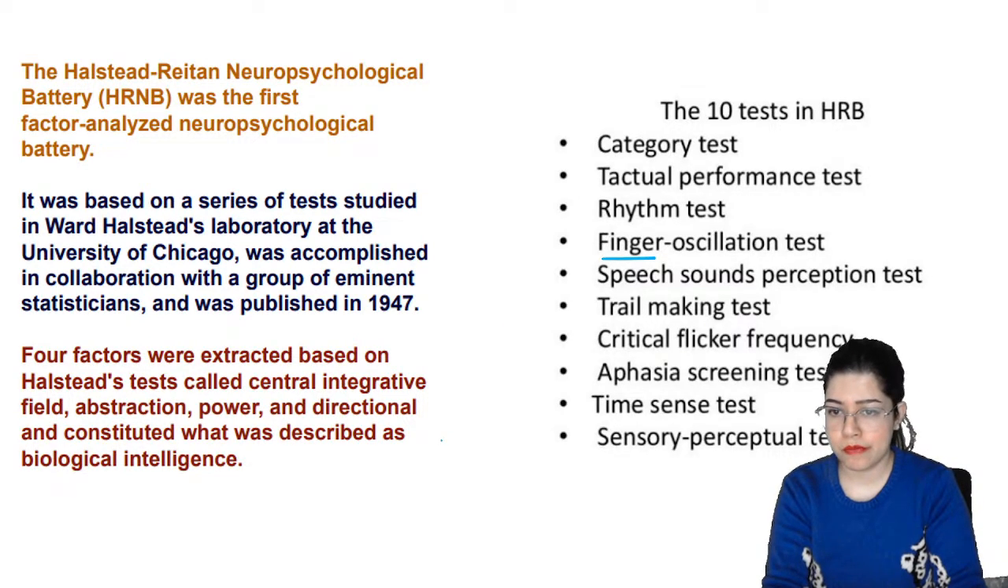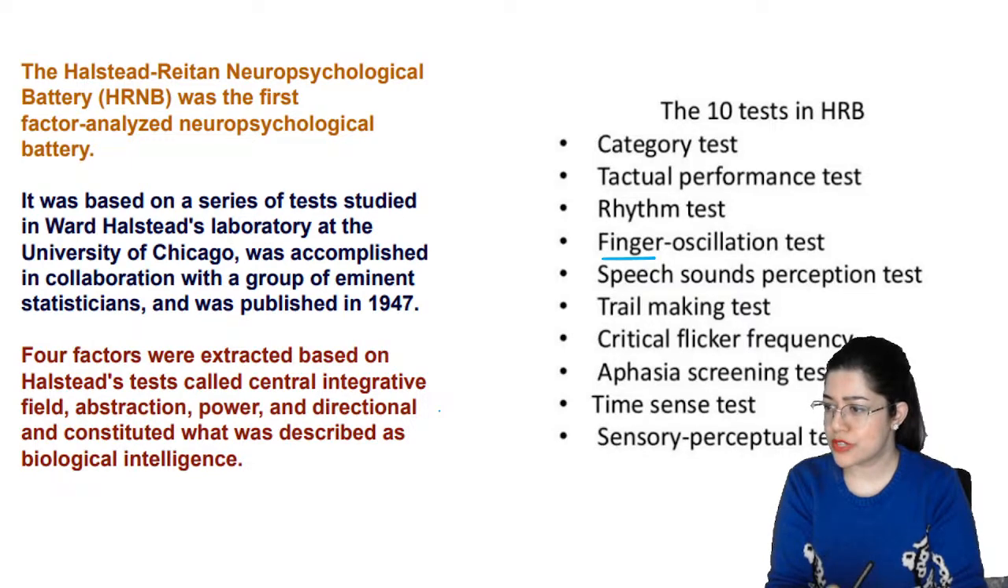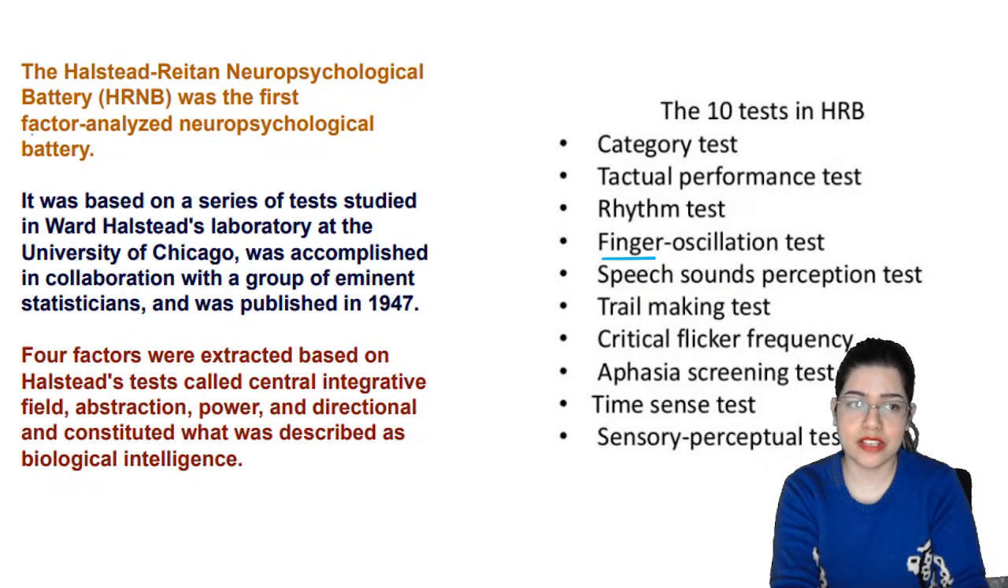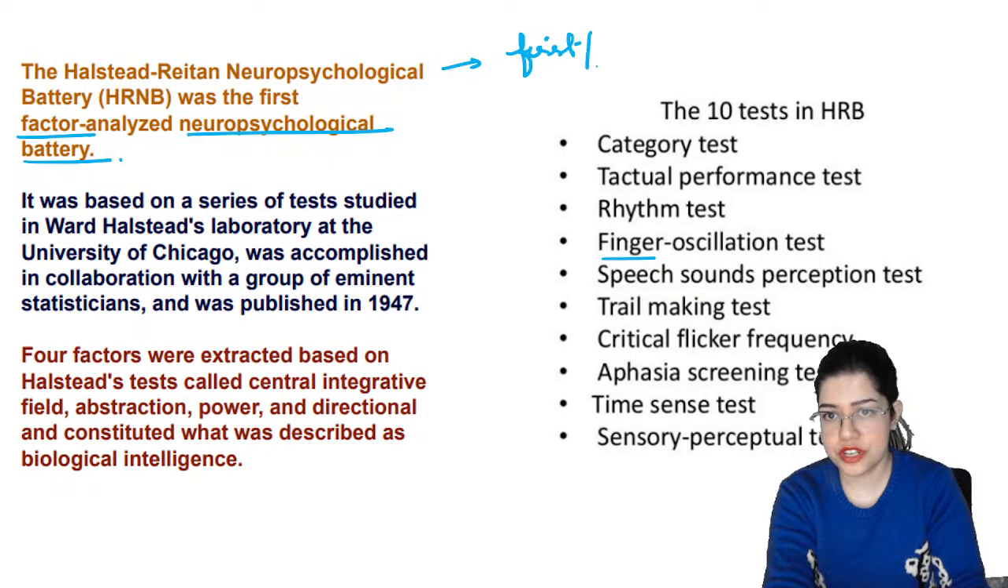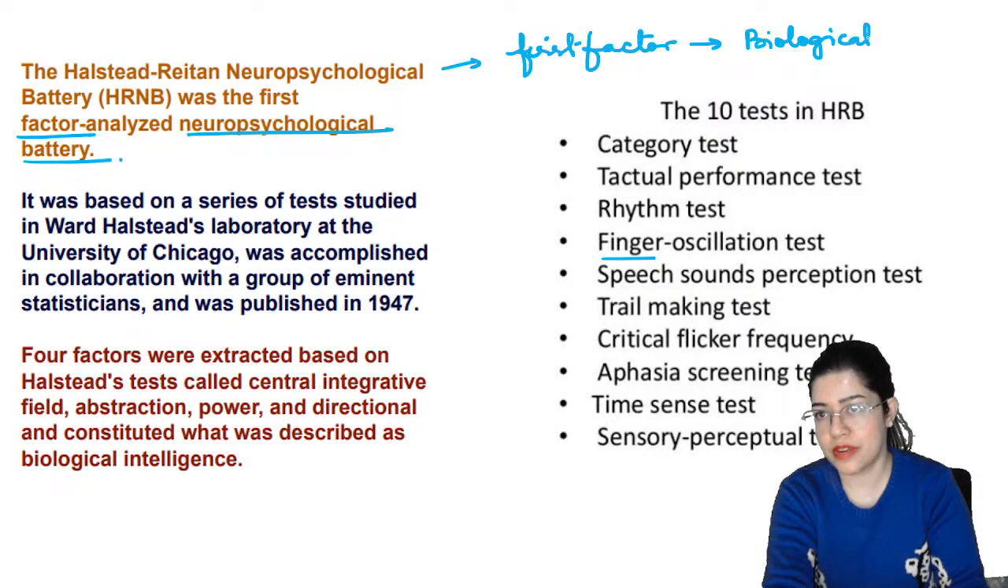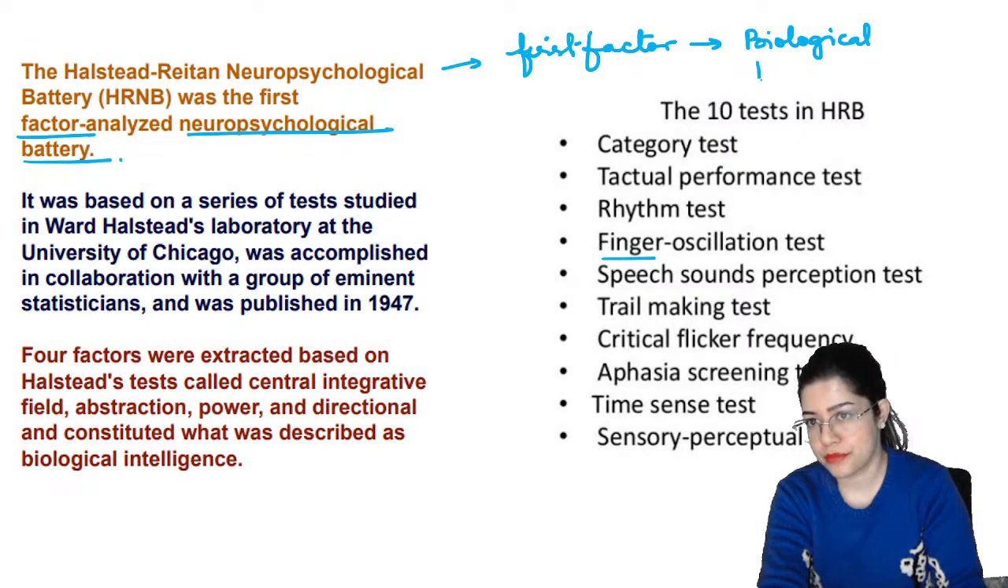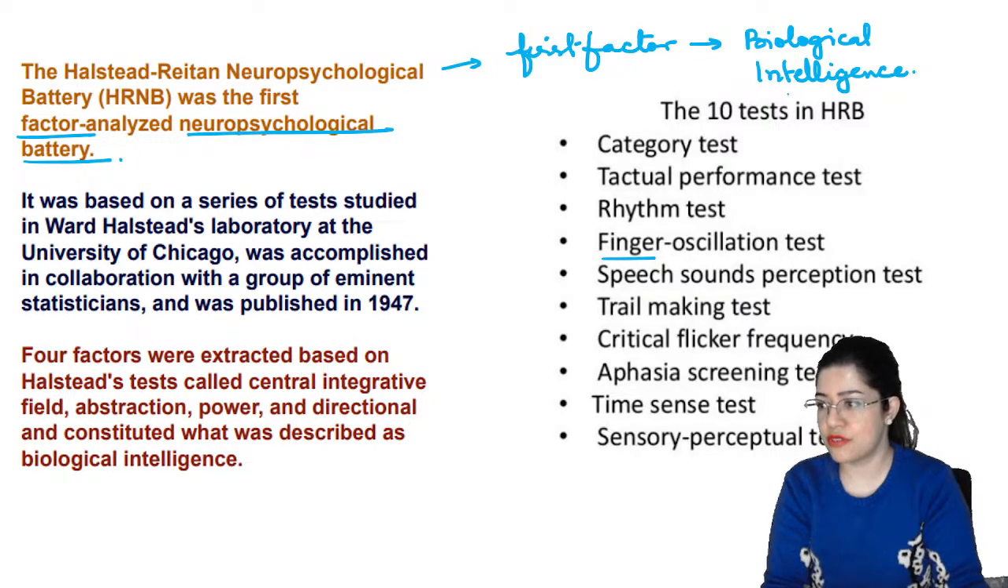Finger oscillation is just the finger tapping test, which will tell you which hemisphere, whether both hemispheres are working fine or not. It was the first factor analyzed neuropsychological battery, and the first factor that he came up with was biological intelligence. Can I just say fluid intelligence? क्योंकि fluid intelligence actually हमारे brain functioning के काफी in-depth explanation देता है. Can I say biological intelligence is just your G factor or actually your fluid intelligence?